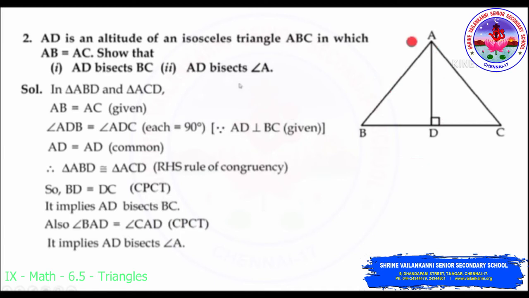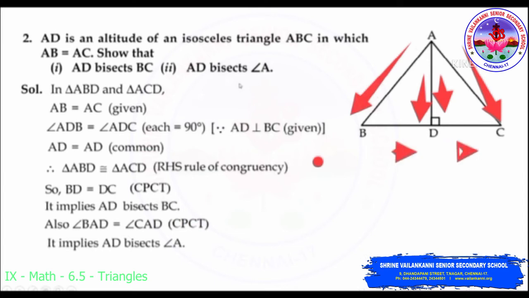We find that the hypotenuse and one side of a triangle are equivalent to the hypotenuse and one side of the other triangle. So by the RHS congruence rule, triangle ABD is congruent to triangle ACD. Which implies BD is equal to CD by CPCT. Also angle BAD is equal to angle CAD by CPCT.